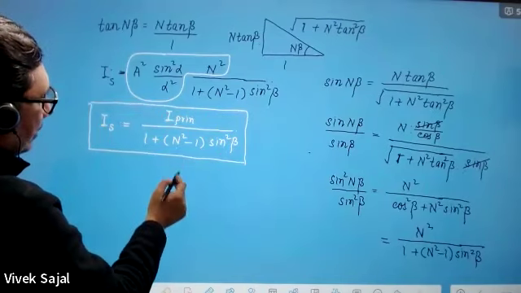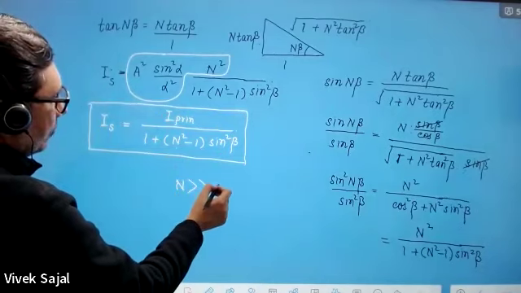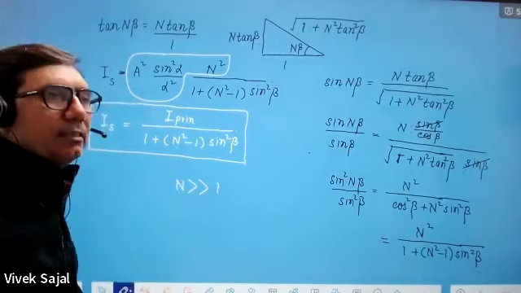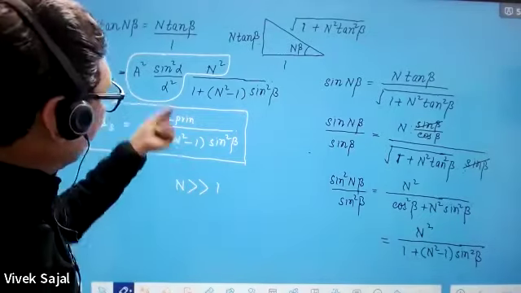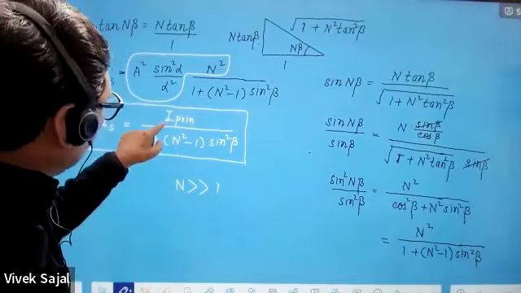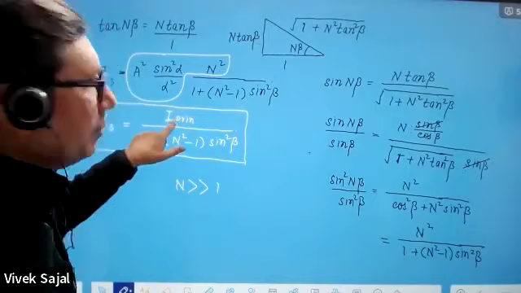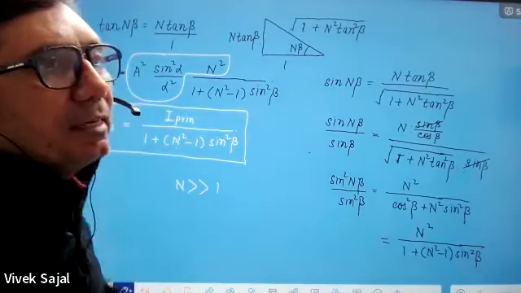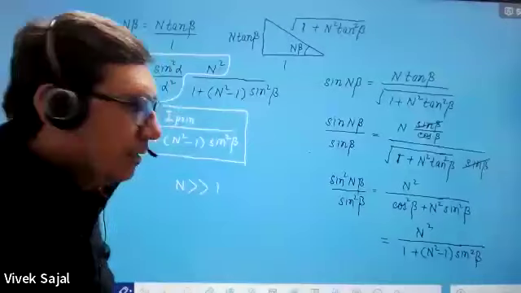And ये जो n है ना, this n is very very large. It will be 10,000, 20,000, 30, 40, 50. And here this is square. 10,000 is square, 10 to the power 6. ठीक है? So you can understand that intensity of the secondary maxima will be negligible as compared to principal maxima in diffraction grating. ठीक है ना?